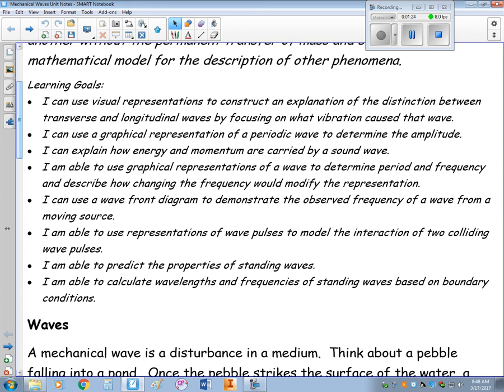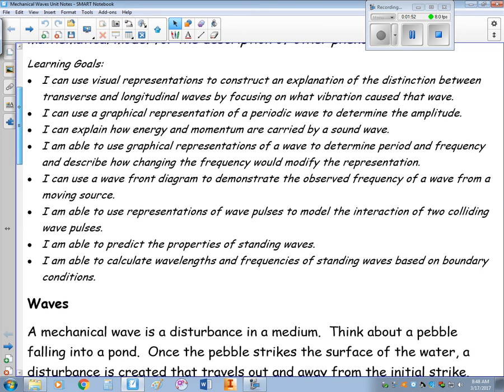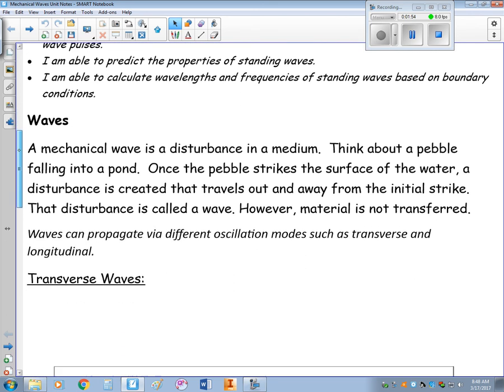I want you to be able to use a wavefront diagram to demonstrate the observed frequency of a wave from some moving sources. I want you to be able to use representations of wave pulses to model the interaction of two colliding wave pulses. I want you to be able to predict the properties of a standing wave. And finally, I want you to be able to calculate wavelengths and frequencies of standing waves based on boundary conditions. It may seem like a lot, but really this might end up being one of the easier units. It's really not that bad.